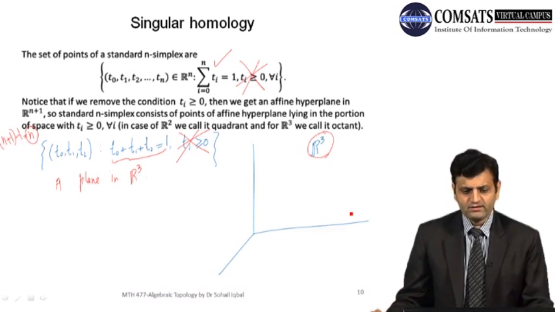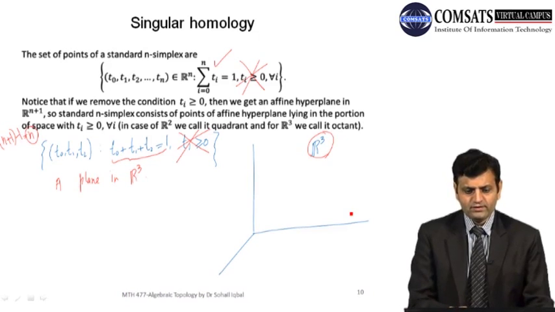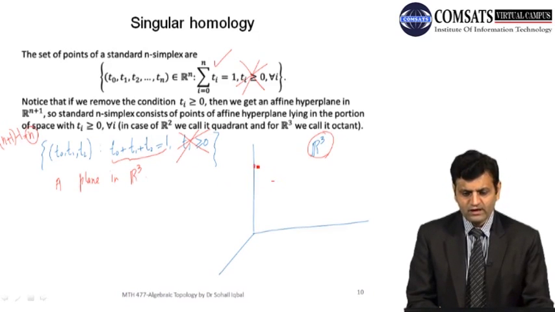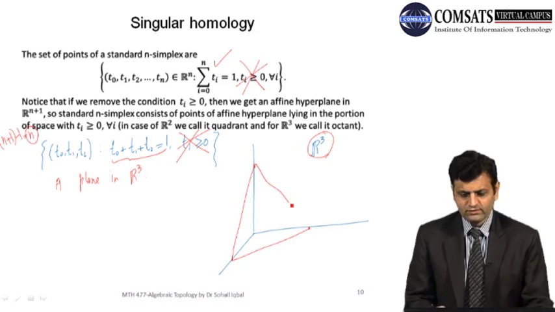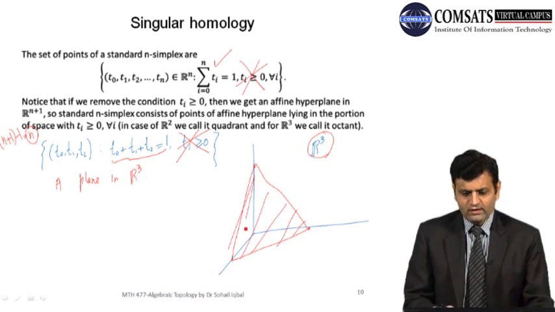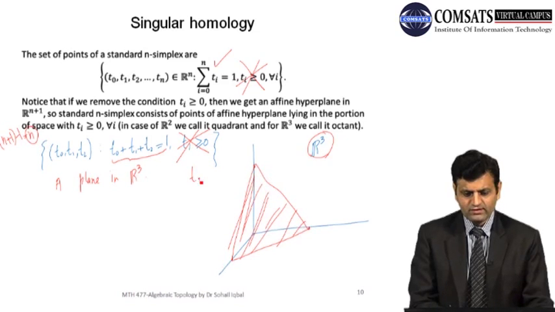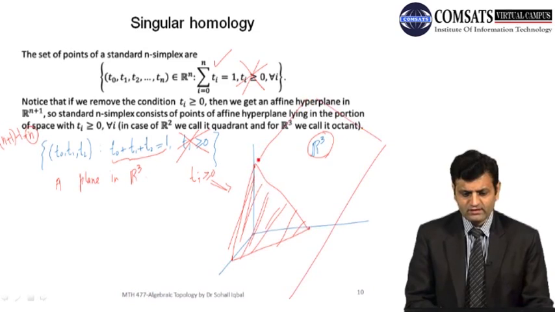So a standard n simplex consists of points of the affine hyperplane lying in the portion of the space where ti are greater than or equal to 0. As we have seen, what is a 2 simplex in R3? It is going to be a triangular face. This region is a triangle because we impose the condition that ti are greater than or equal to 0. But if we drop this condition, I will get this infinite plane containing this triangle.